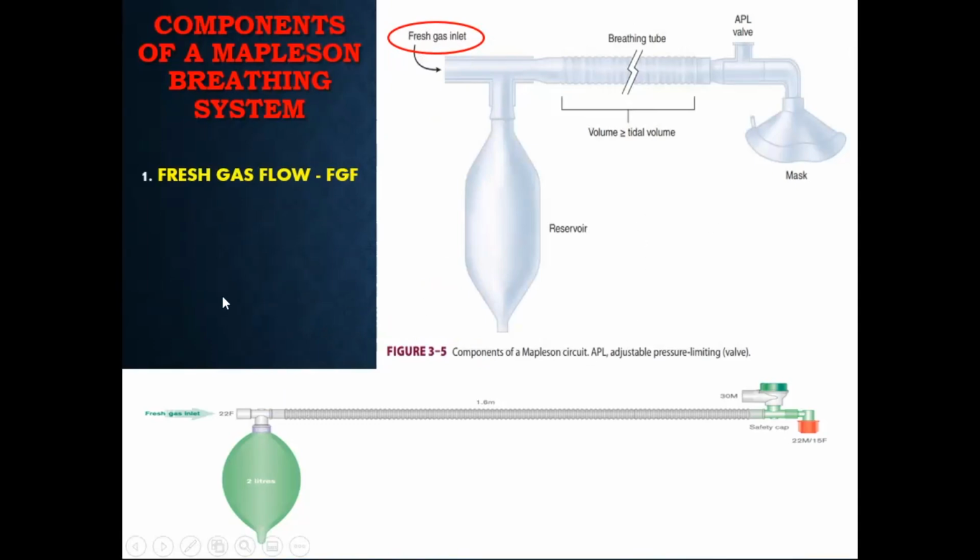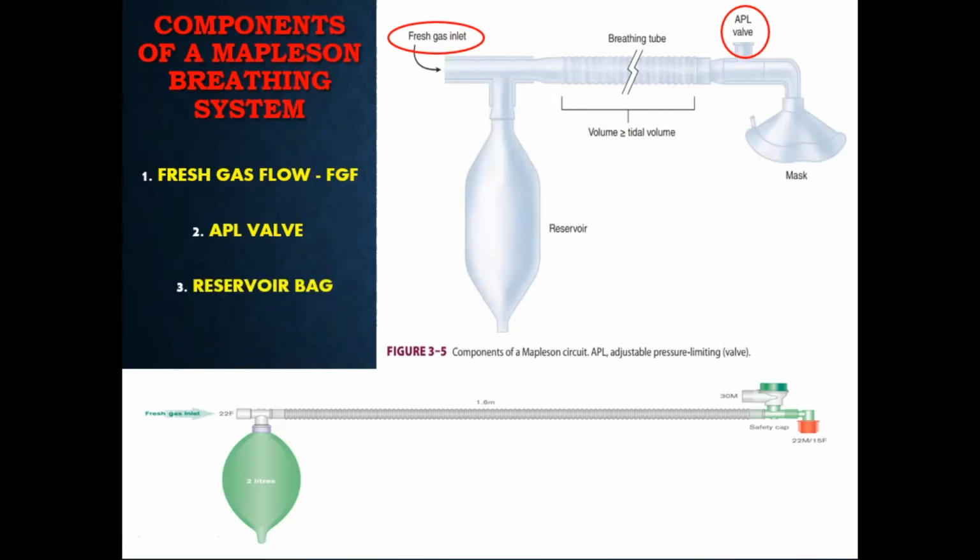Okay, next, APL valve, adjustable pressure limiting valve, right? Where is this situated? Is it situated near to the patient or away from the patient? And is it present or not present? Fresh gas inlet must be present in all the systems because you need oxygen, but you want to know where it is situated, near or away from the patient. APL valve might or might not be there. And if it's there, is it near to the patient or away from the patient?